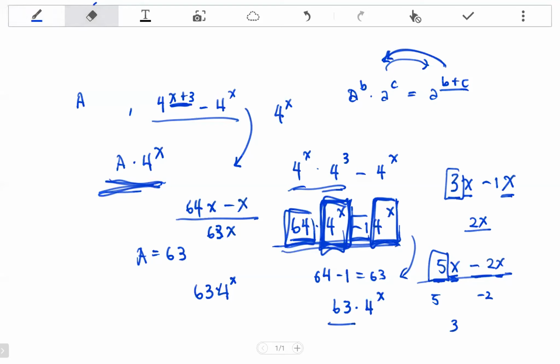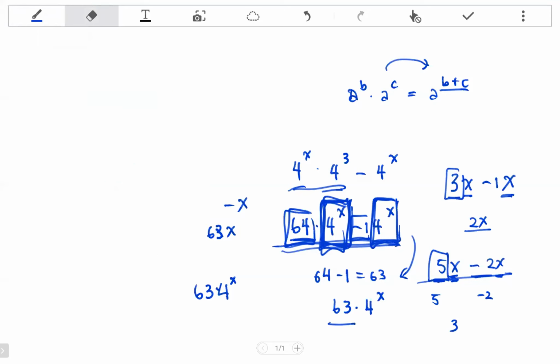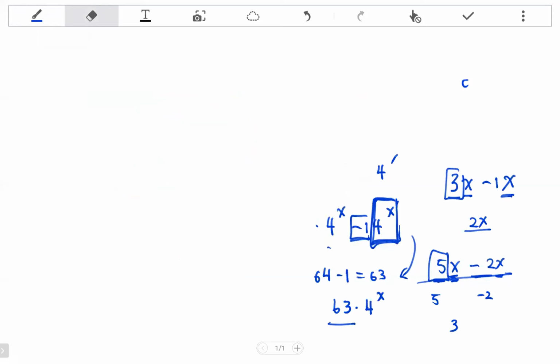Is anyone still lost on how I simplified that? Everybody gets it now? Okay, cool. Let's move on. Let me just erase this really quick.